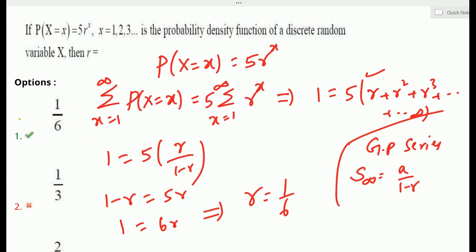We want R only. R is equal to 1 by 6. So simple question. R is 1 by 6, which is given as the first option. Is it clear now? These are the various questions which were given in this 5th August shift 1 paper. Now we'll discuss another paper also, right?